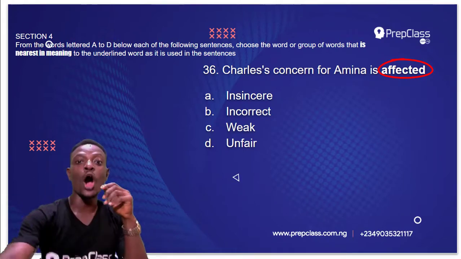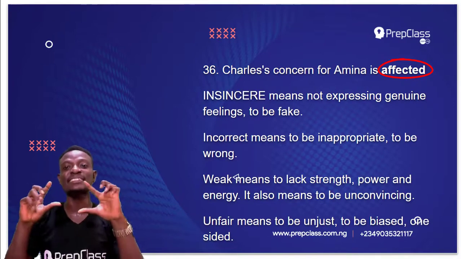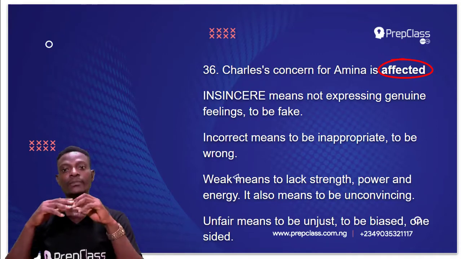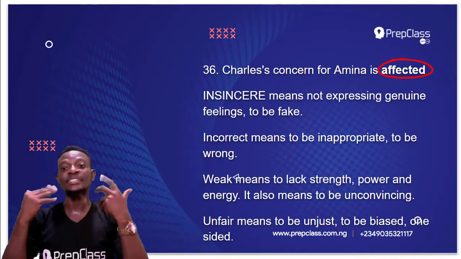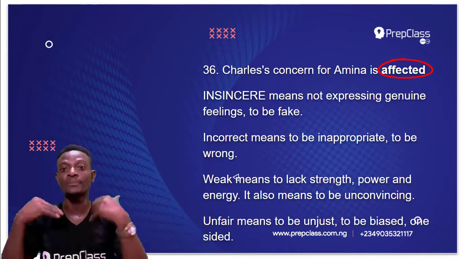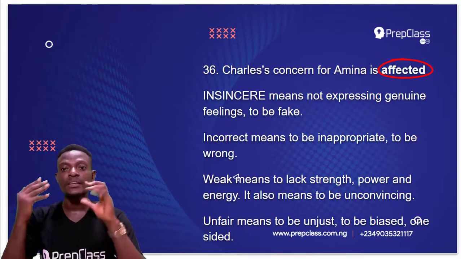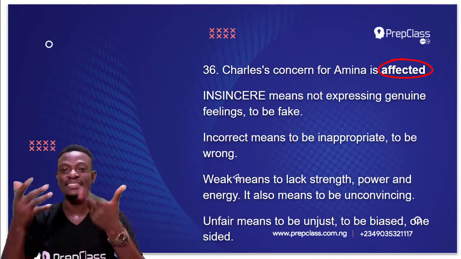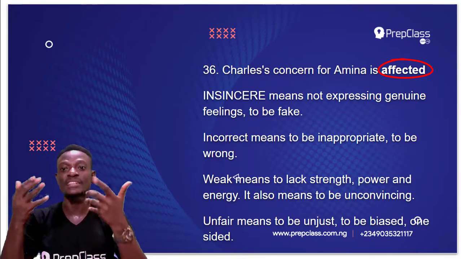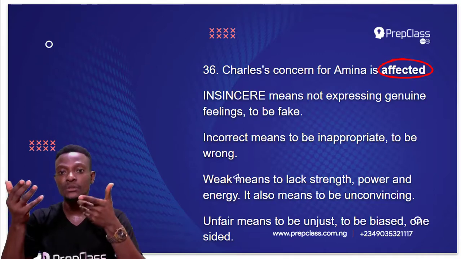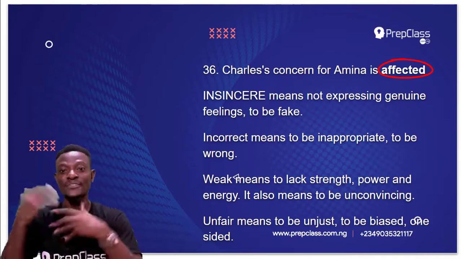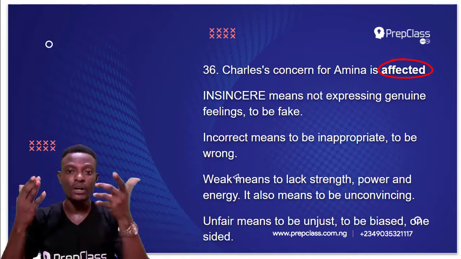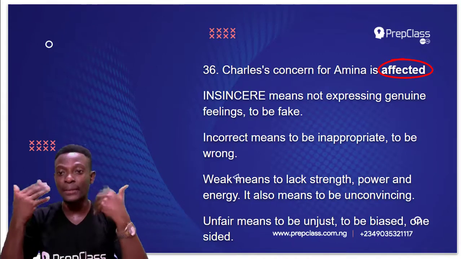Now, let's take a look at the options and their meanings. Insincere means not expressing genuine feelings or to be fake. So, could it be that Charles's concern for Amina is insincere? Like his concern for Amina is ingenuine? Or his concern for Amina is fake? Incorrect means to be inappropriate, to be wrong. So, is it that Charles's concern for Amina is wrong?